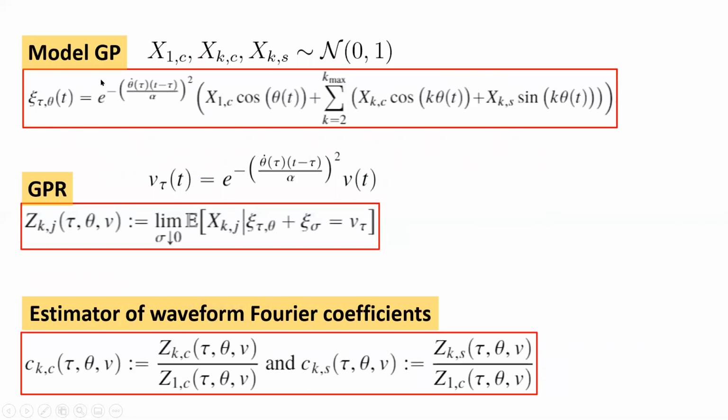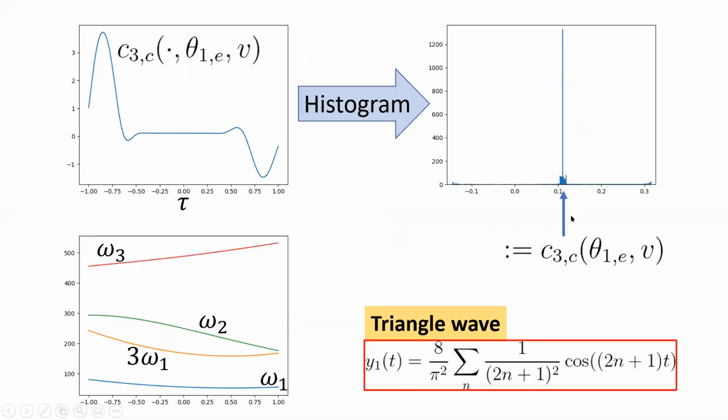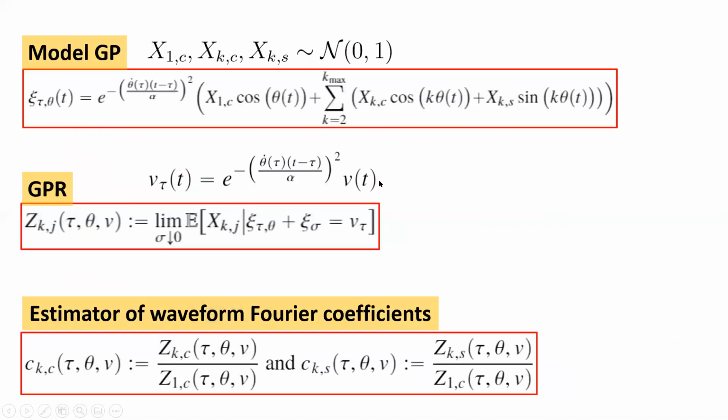The way this works is we again take our Gaussian window, and here we model the Fourier coefficients of the base waveform. We use GPR to estimate the coefficients of the Fourier series of the base waveform. I should also mention that the CKC is an estimate of the kth overtone cosine component of the base waveform at time tau, with estimated phase theta and signal v.